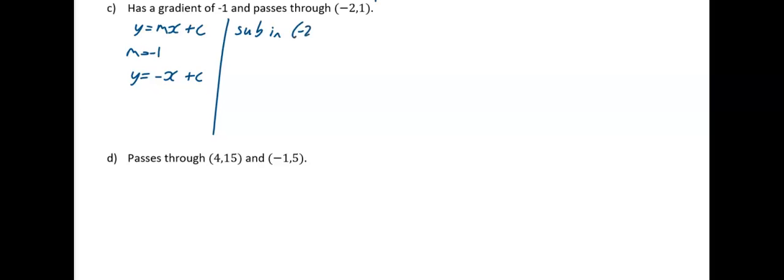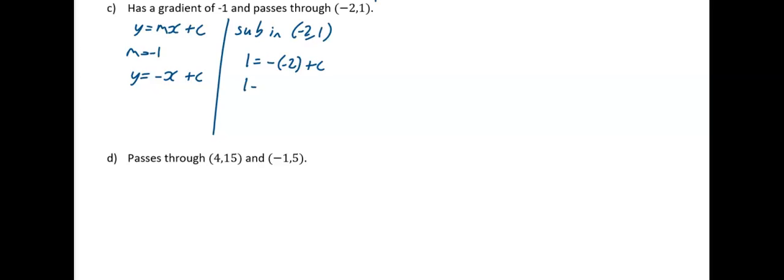Okay, example C says, find the equation of a line which has a gradient of minus 1 and passes through minus 2, 1. So again, write down your general equation of your line, y equals mx plus c, and your m is equal to minus 1. So you can write it as y is equal to minus 1x, which is just minus x plus c. What you then want to do is sub in the point which is minus 2, 1. Which means y is equal to 1 and your x is minus 2.